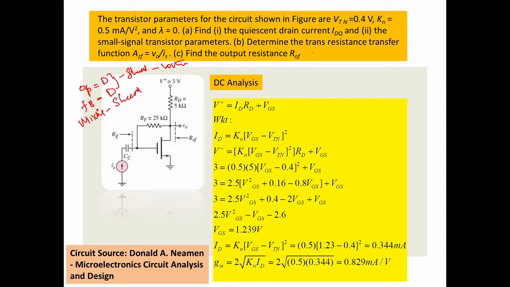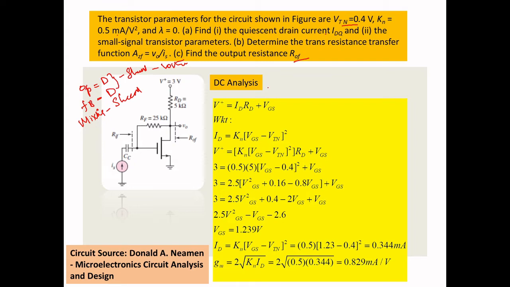Let me go to this problem statement. The threshold voltage is given as 0.4, and the conduction parameter is 0.5. We want to find the quiescent current, the small signal transistor parameters, the transresistance amplifier transfer function, that is Vo by Is, and finally the output impedance, that is the resistance. Okay, so first we'll start with the DC analysis parameters.